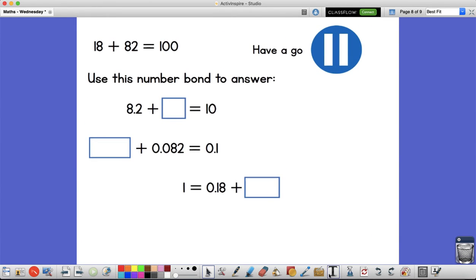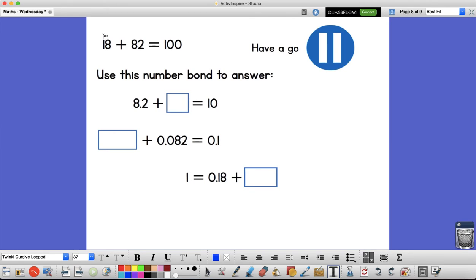Okay, so we're going to have a go at this one together. I'm going to make it bigger so we can see it. We have got 18 plus 82 equals 100. We're going to use that to help us answer this. 8.2 add something equals 10. Well, if 8.2 is 10 times smaller than 82, then we need to make 18 10 times smaller, which equals 1.8. So 1.8 is 10 times smaller than 18, 8.2 is 10 times smaller than 82, and 10 is 10 times smaller than 100.